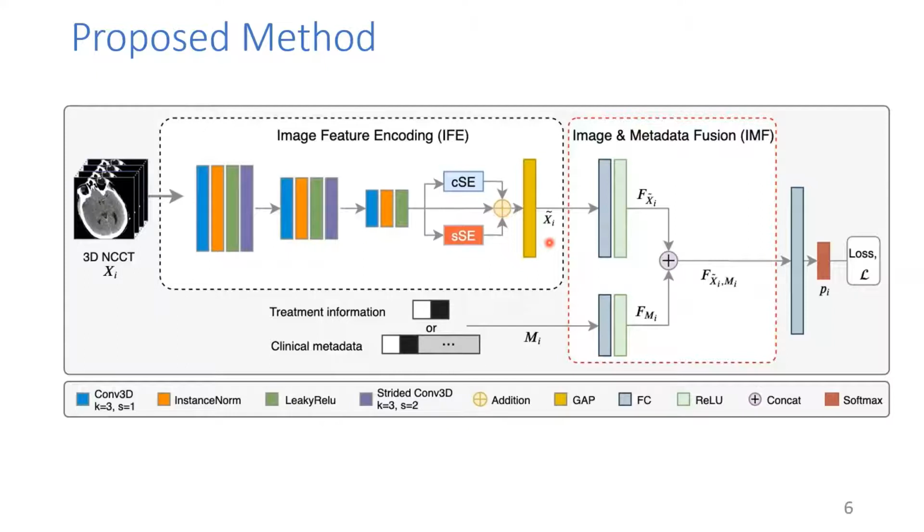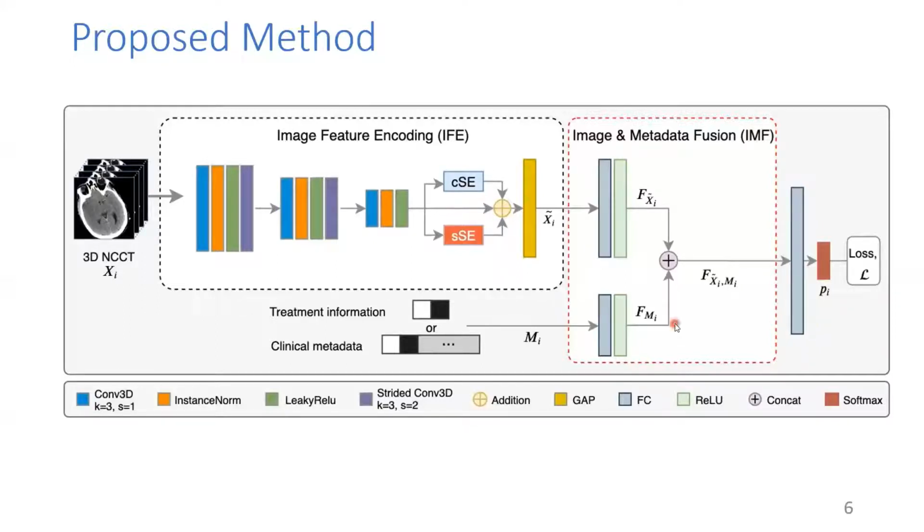Later, the 1D image feature representation and metadata feature vectors go into the image and metadata fusion module. In the fusion module, imaging and metadata features are processed by a fully connected layer followed by a ReLU, and then concatenated for the final classification layer, where softmax is applied to the output of the final FC layer for final prediction.